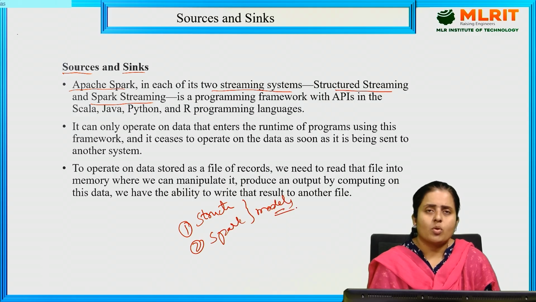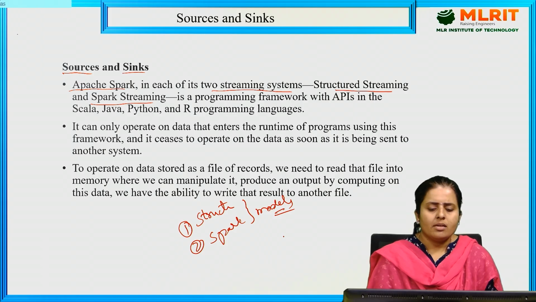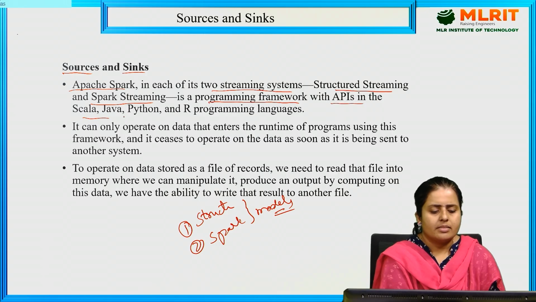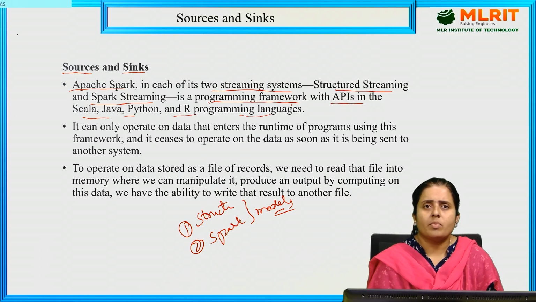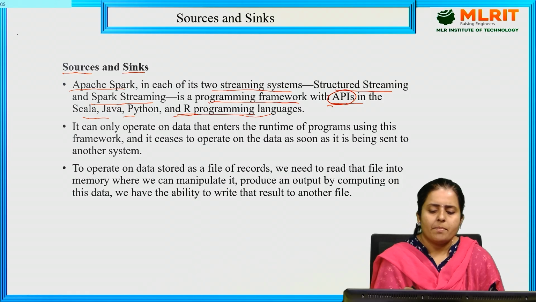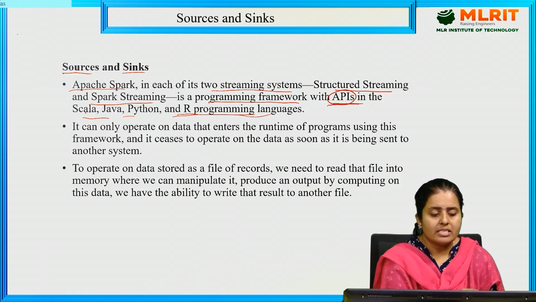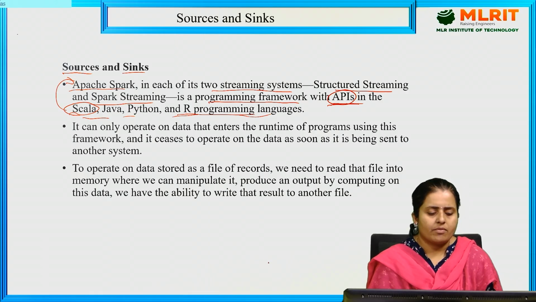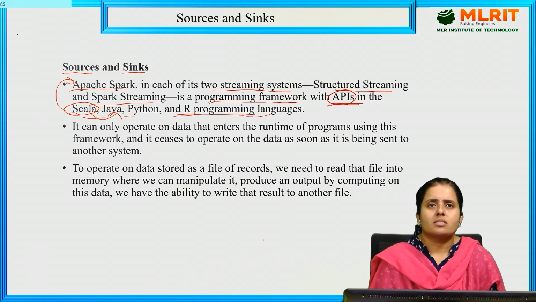Apache Spark provides us a way of analyzing big data in real time. It is a programming framework with APIs in Scala, Java, Python and R. By using all these programming languages, we can integrate all the data sources and sinks by using some APIs, and analyze real-time data. Apache Spark was initially developed in the Scala programming language, and we can integrate it easily with Java programs as well.